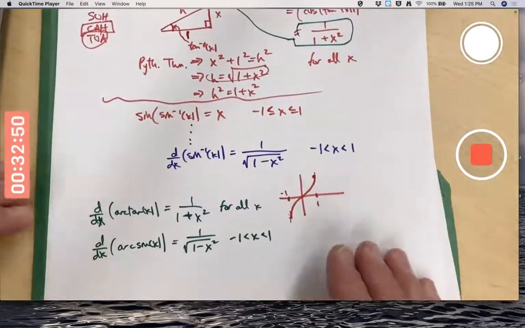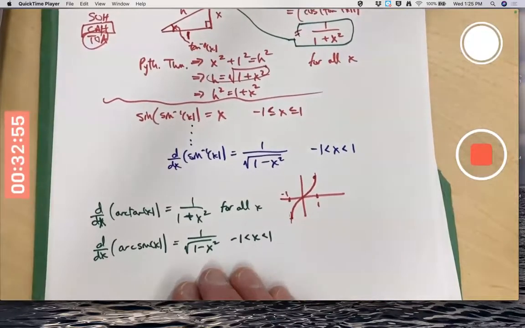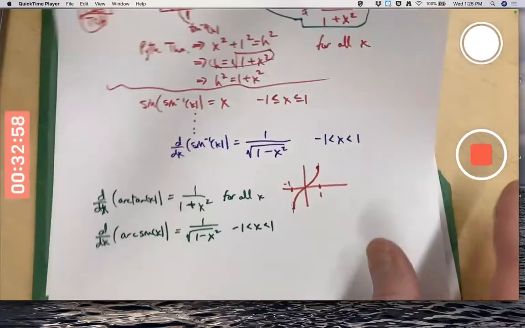All right, so things to memorize. These things. What about the derivative of inverse cosine? I'm not going to talk about that one today. That'll be on Friday.